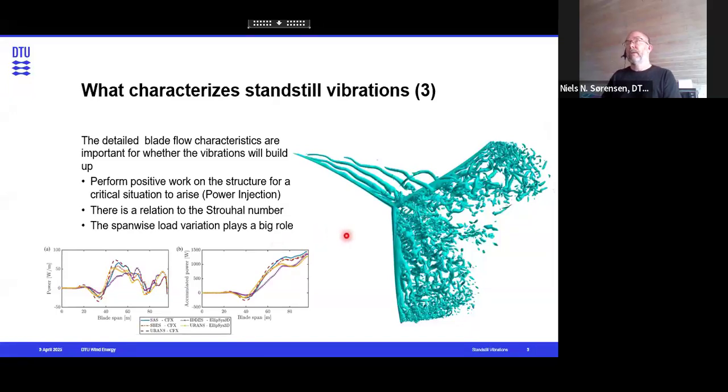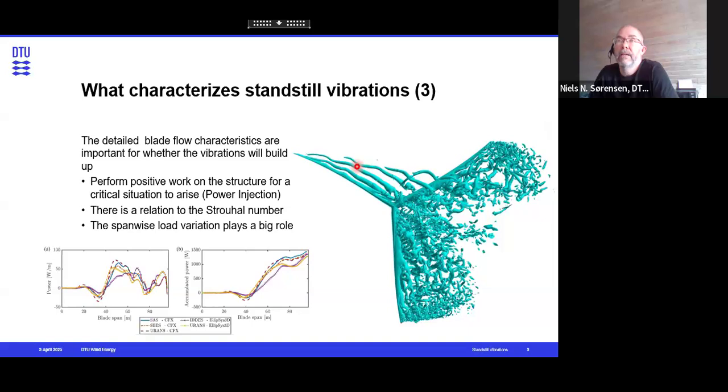The trick is then whether the aerodynamics will do a positive work on the structure, what we often call power injection, so that it pumps energy into the structure and the vibrations will develop and the vibration will be larger and larger. We are still convinced that you can characterize this by some Strouhal relation.